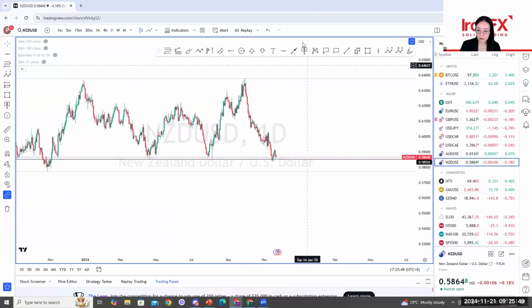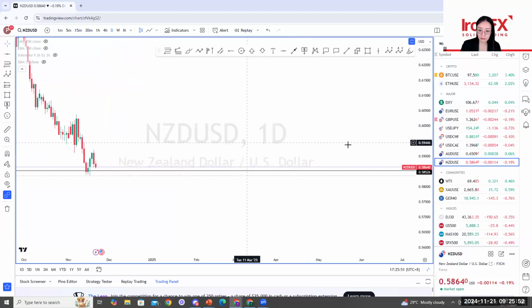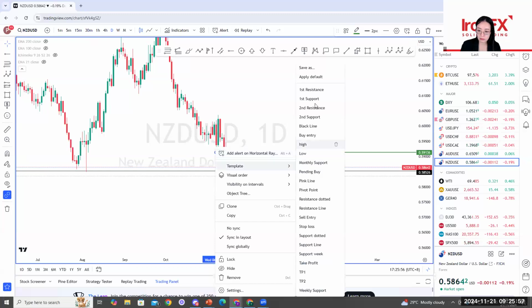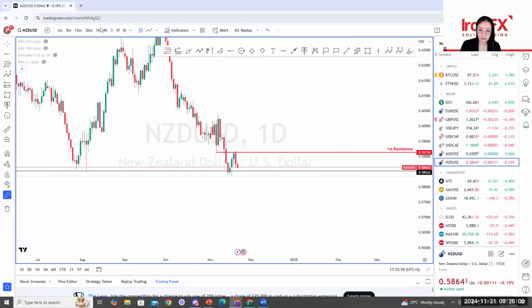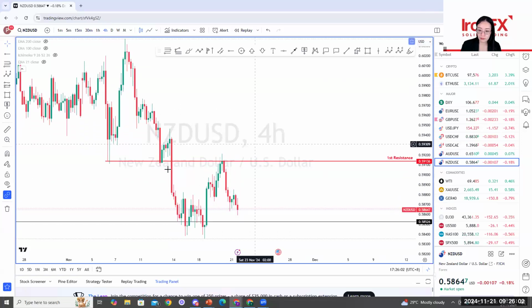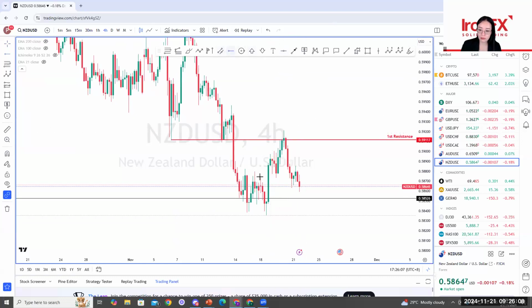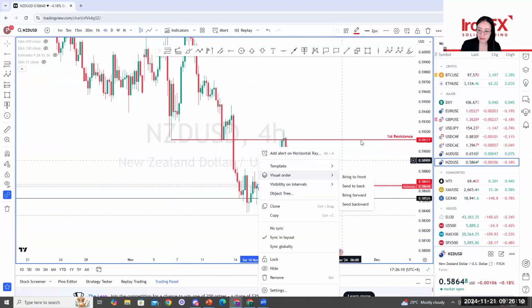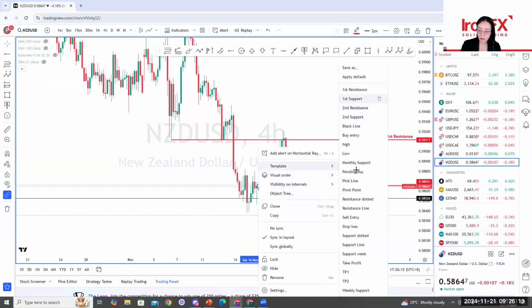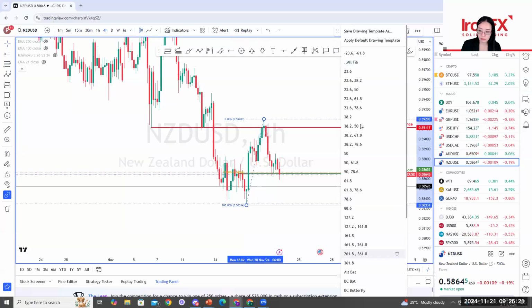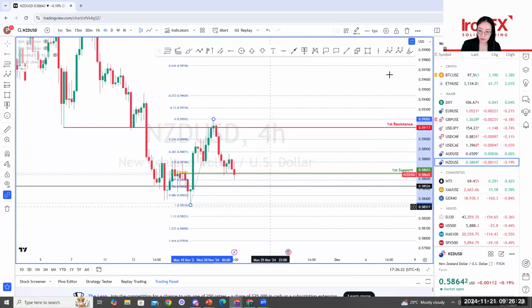I think daily time frame, this is the resistance level. Do you see that? The resistance level for H4 time frame. I would say I will identify my pivot point or first support or buy entry right here. 78.6% somewhere around here.